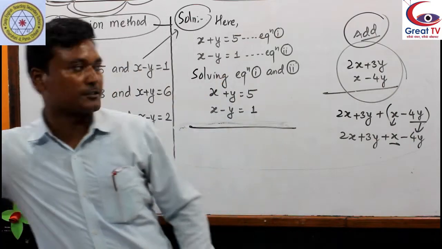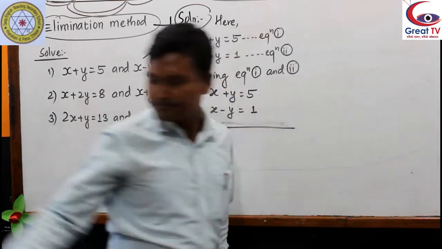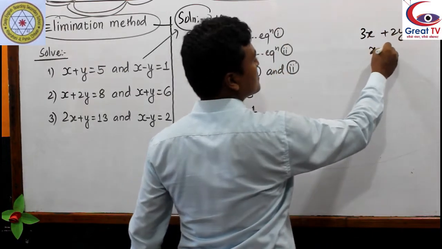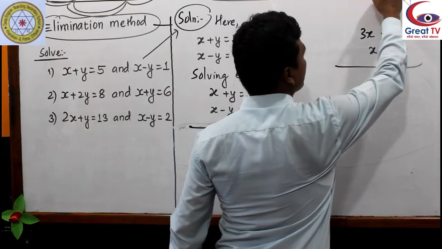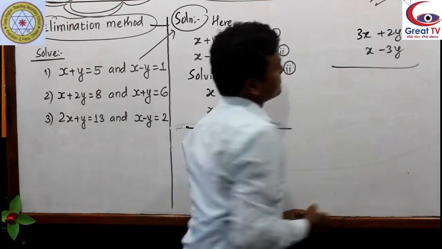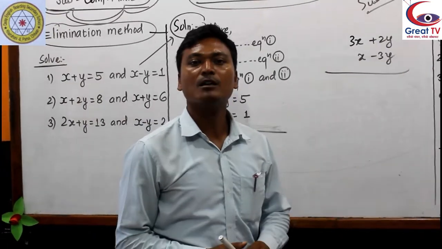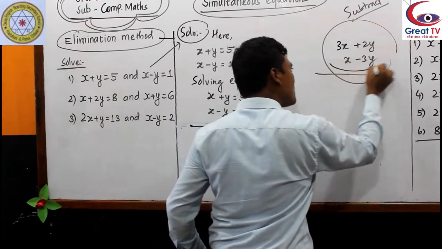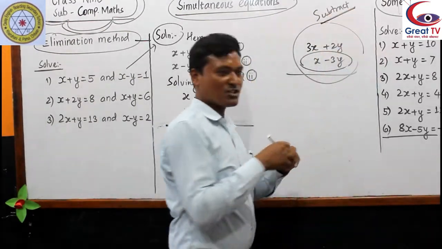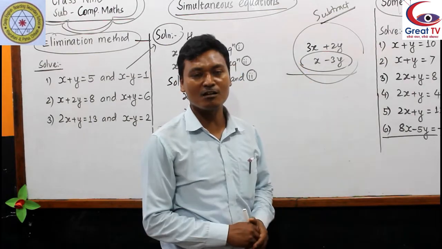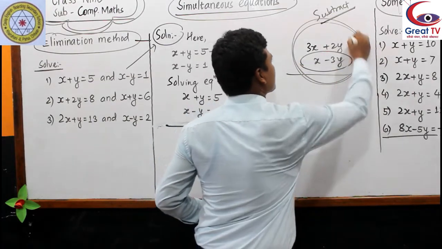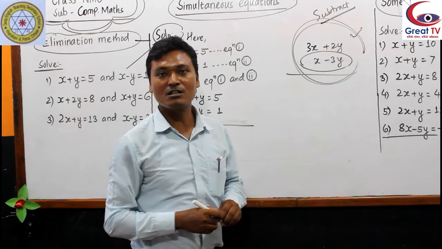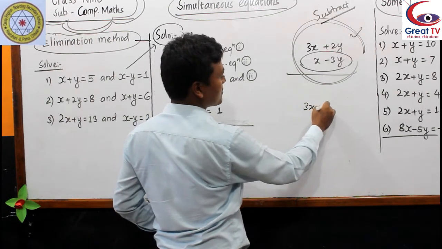But while subtracting, one example: 3x plus 2y, x minus 3y, subtract it. You read this concept already in your lower classes. So while subtracting, we should change the sign of the terms. Dear listeners, while subtracting, we should change the sign of the expression written downside. But why should we change the sign of the expression written downside? Outside we have 3x plus 2y.